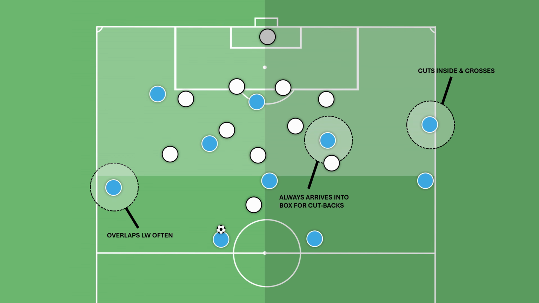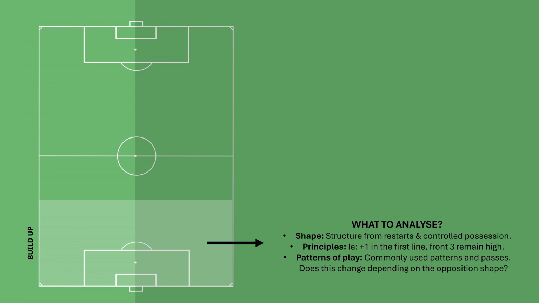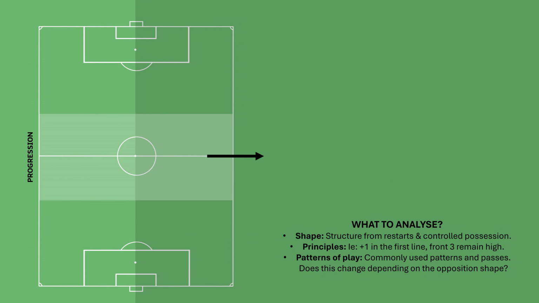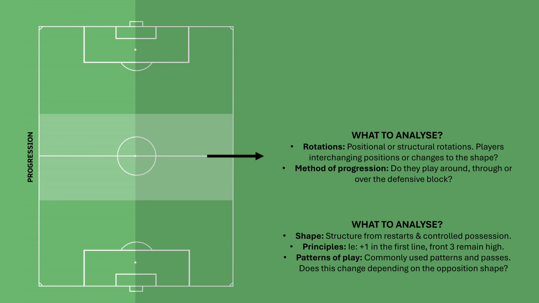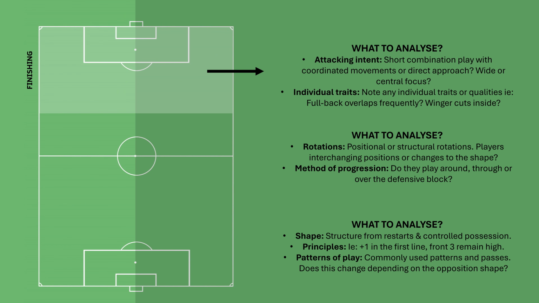So to summarise what we're looking to analyse during the in possession phase, in build-up we want to identify team shape, structure and any key principles. During the progression phase we want to know any positional or structural rotations and how a team progress the ball into the final third. More specifically, do they play around, through or over the defensive block? And in the finishing phase, we want to identify a team's attacking intentions from short to direct play, noting any frequently used coordinated movements, as well as analysing key traits and qualities of individual players.